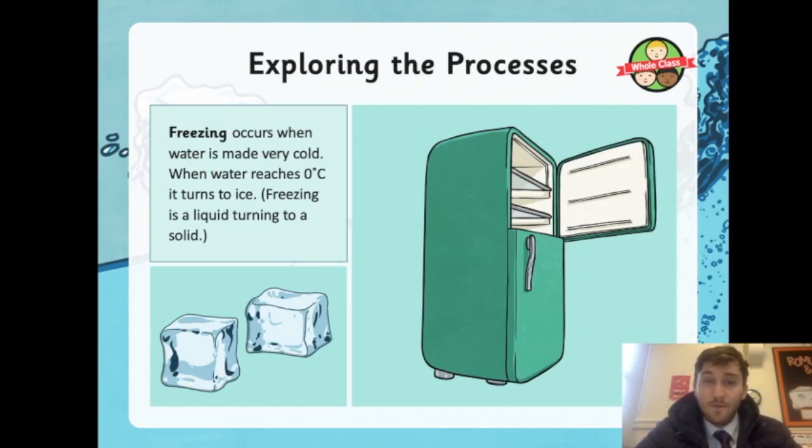So we know that if we put some water in an ice tray in squares, we put it into the freezer, and as soon as that water reaches 0 degrees, it would turn to ice. Or even when it's outside, when it's rained, and overnight it's 0 degrees or less, it will then freeze and it will be icy, won't it?